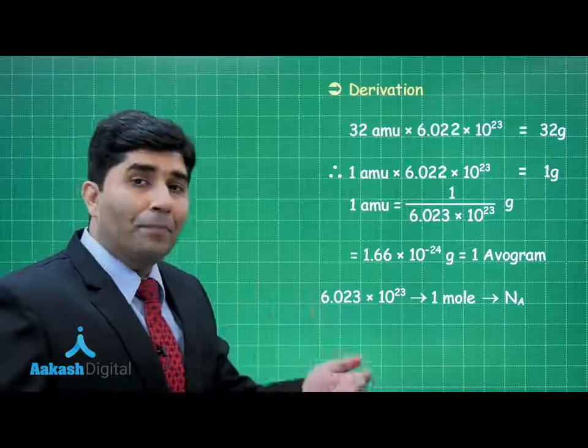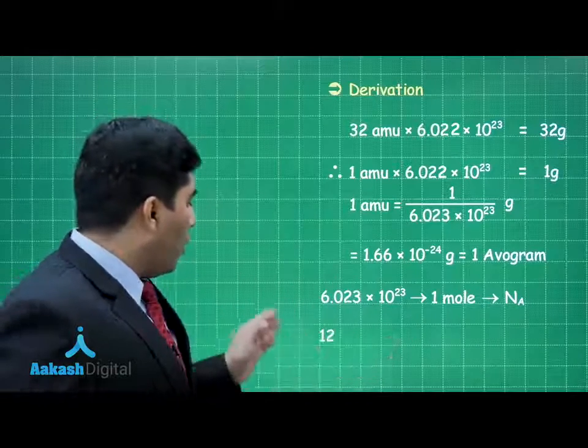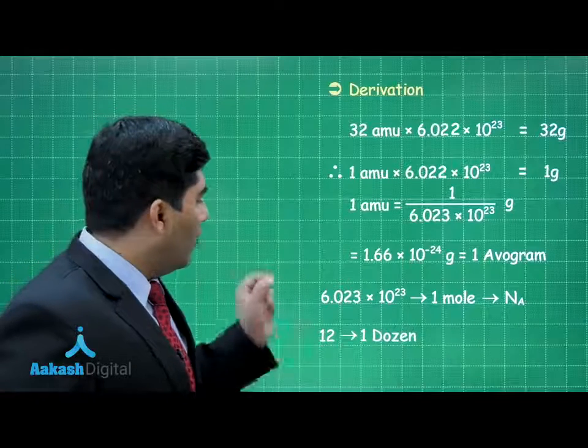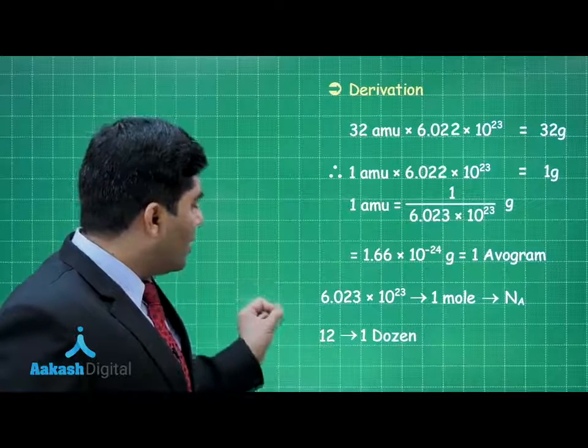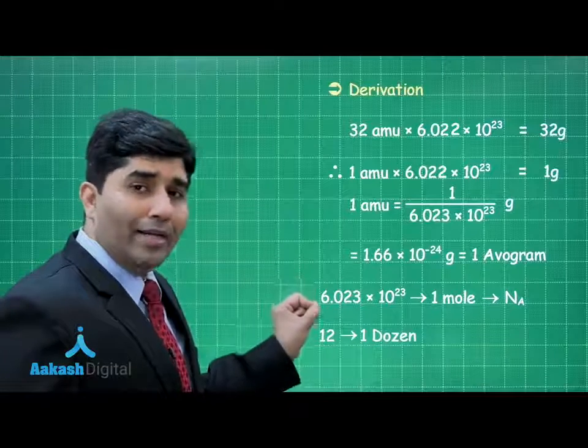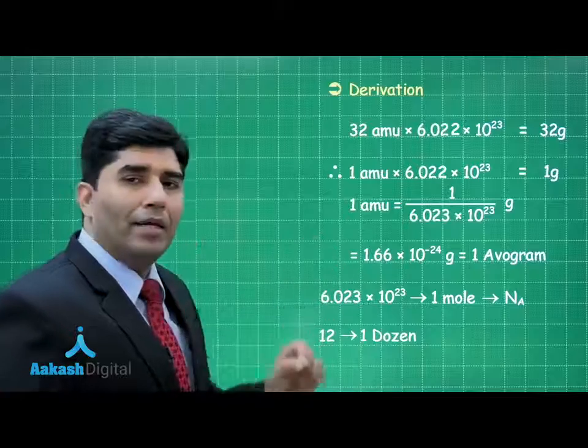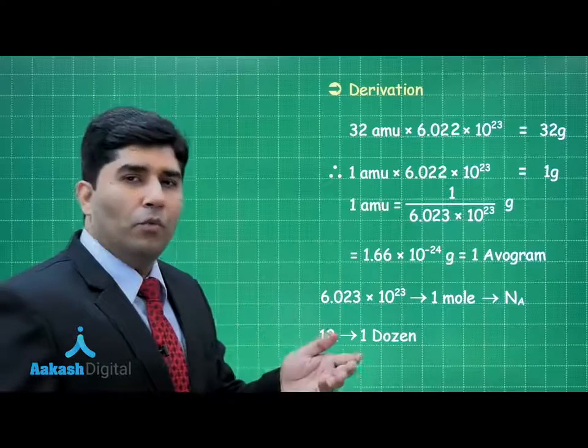One more example I want to give you. If I talk about 12, 12 is a count, but we call it 1 dozen. As 12 is a count and it is called 1 dozen, 6.023 into 10 to the 23 is called 1 mole.